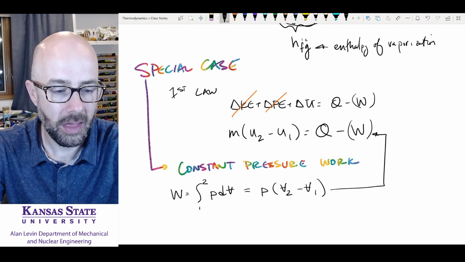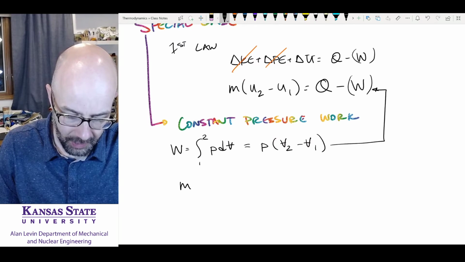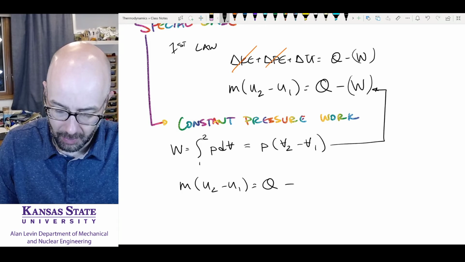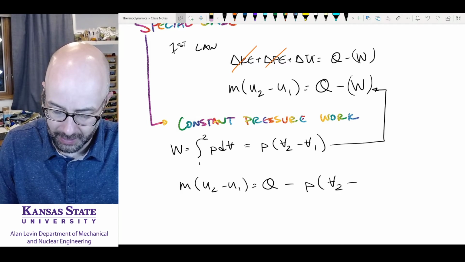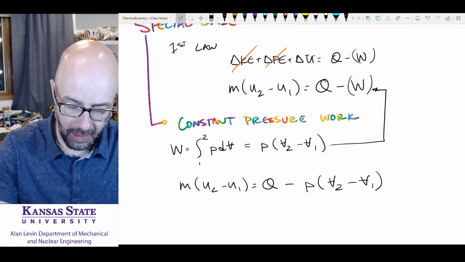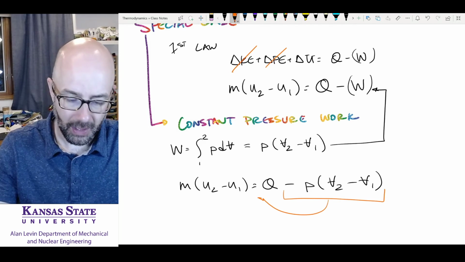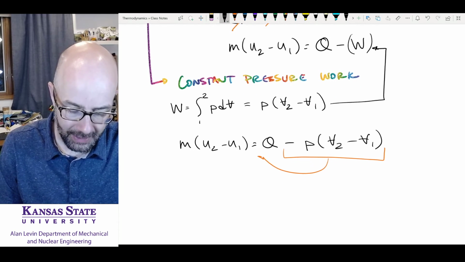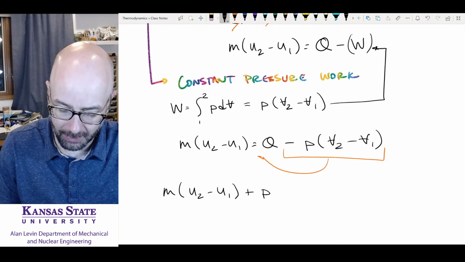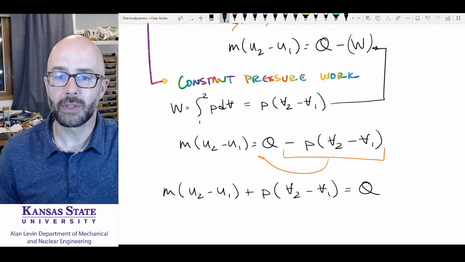And when I do that, this is what I get. Mass times U2 minus U1 is equal to Q minus pressure times V2 minus V1. Okay? Let me take this term here and move it to the other side of the equation. What do I get? I get mass times U2 minus U1 plus pressure times V2 minus V1 is equal to our heat transfer.